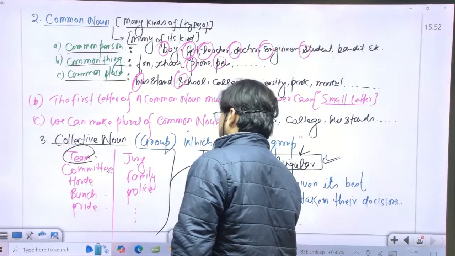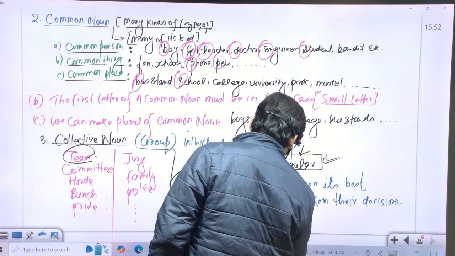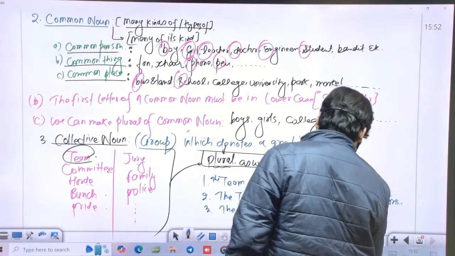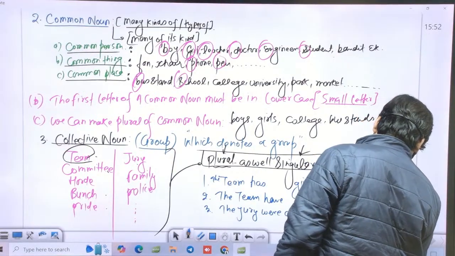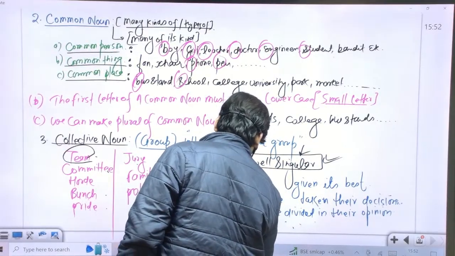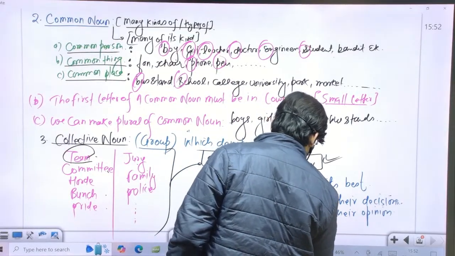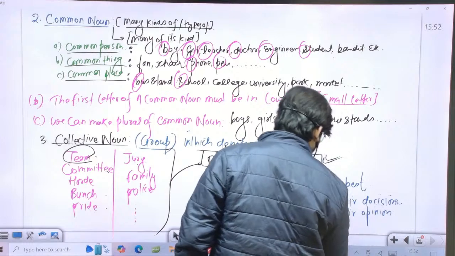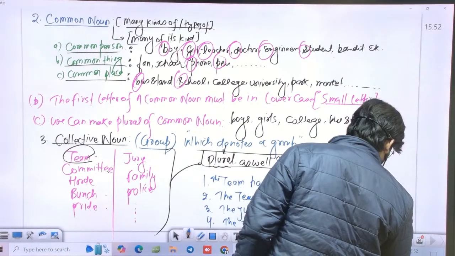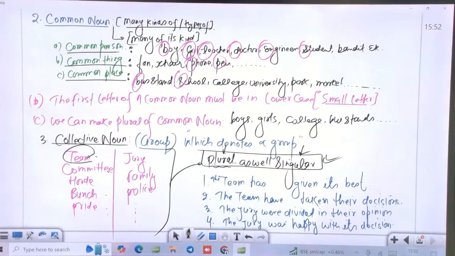Question number 3 is: the jury were divided in their opinion. Or we can say the jury was happy with its decision. So you can easily understand.